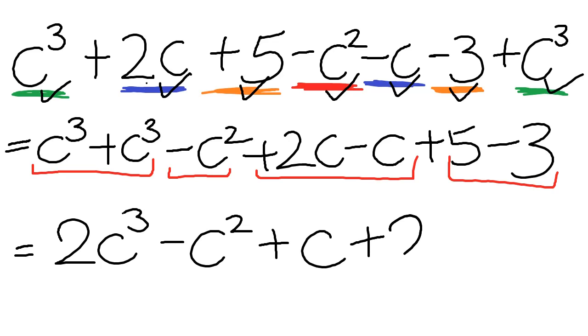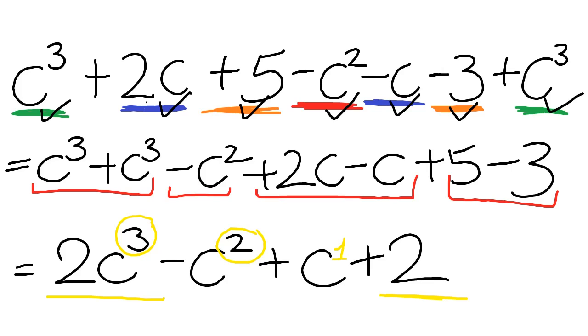And if you've noticed, I wrote this in descending order, which basically means that the term that has the highest exponent goes first, and then this integer is last because it has no variable. So that's how you simplify expressions using like terms.